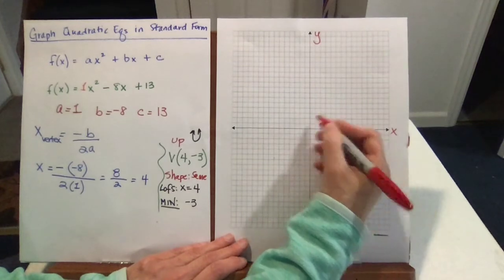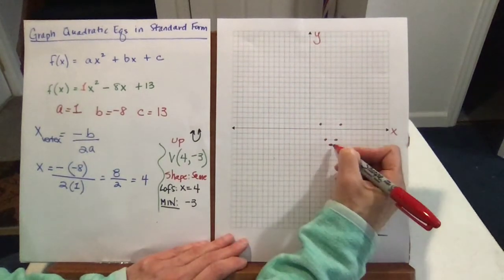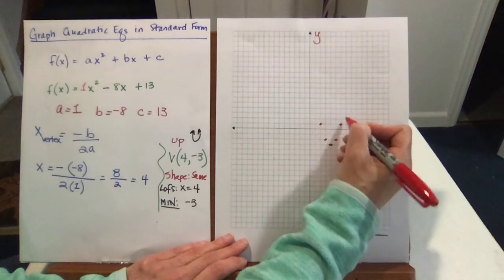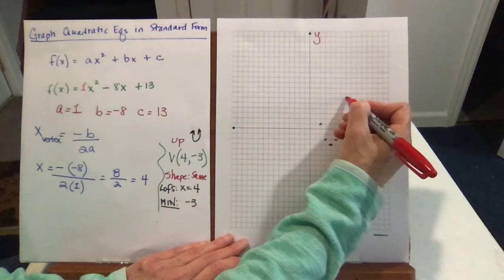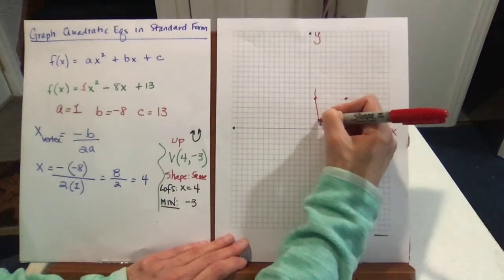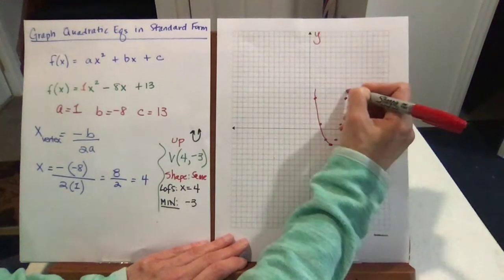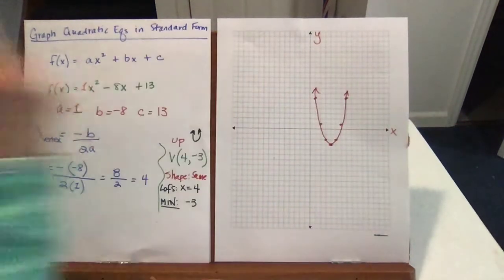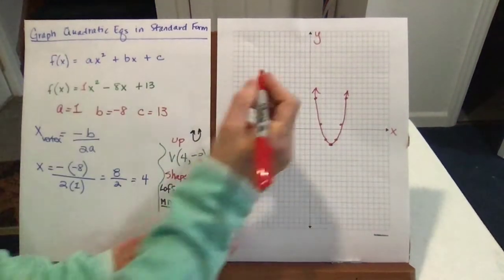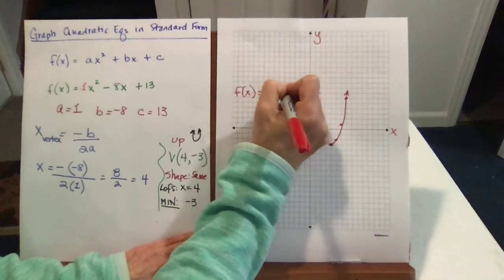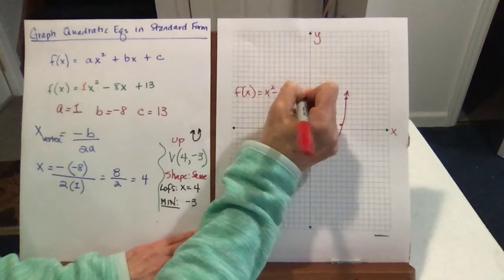Let's go for 3 just because this is a pretty large coordinate plane. 1, 2, 3, left or right, we square and go up 9. So that's 4, 5, 6, 7, 8, 9. And use symmetry. And then draw yourself a nice parabola. And just try to nail those points there. All right, so that's our parabola of f of x equals x squared minus 8x plus 13. We've done it.